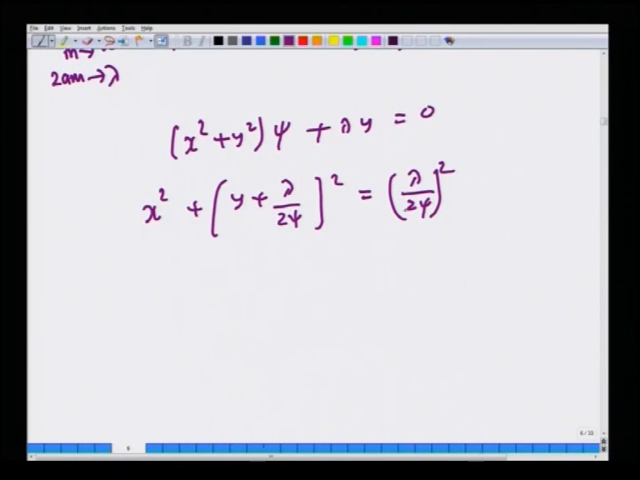Okay. In order to plot a stream function, you have to put psi equal to constant. In order to plot streamlines, you have to put psi equals constant, and you have to simply draw the curve. You will find that these are essentially circles like this.